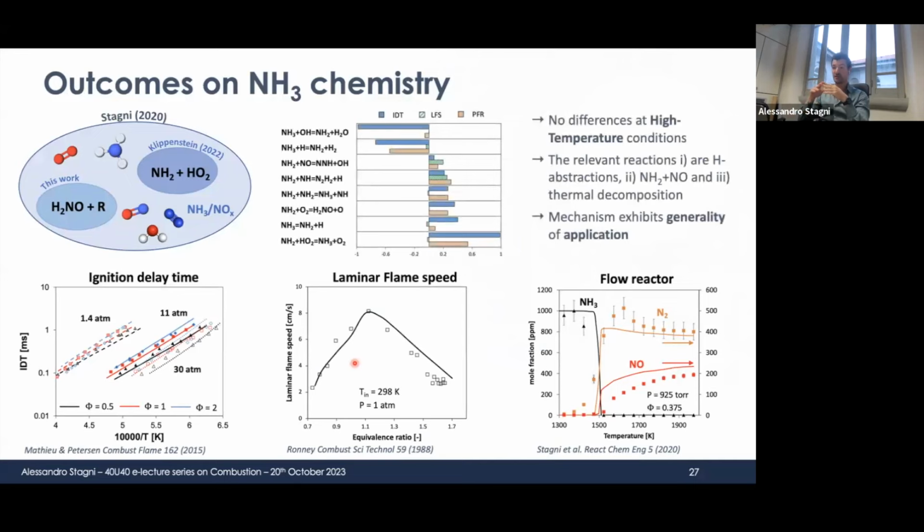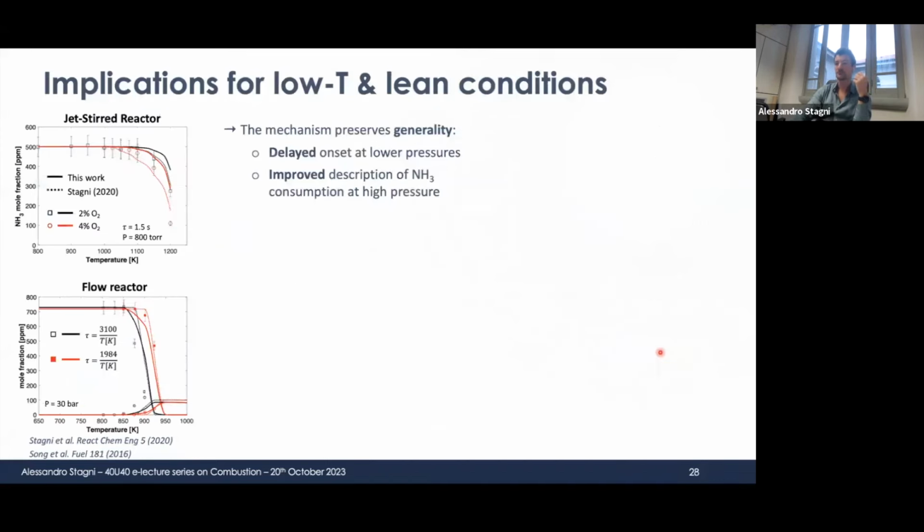For the high temperature data, there are no differences. So the model was still reliable in a wide range of temperature and pressure for ignition delay time, laminar flame speed, and the flow reactor calculations. So the mechanism is still general. The problems were mostly at low temperature and lean conditions. Here there were significant differences.